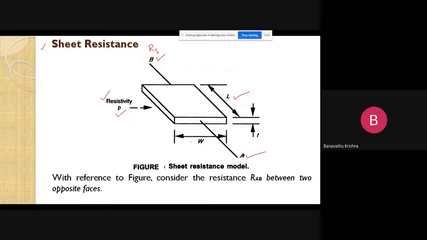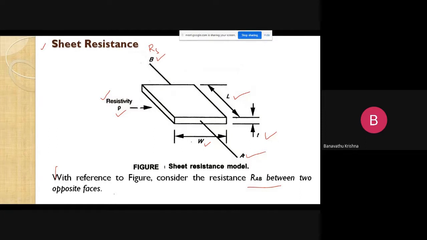The width of this uniform slab of material is W, and the thickness of this material is T, right? Here I want to calculate the resistance of this material between these two opposite faces, that is called RAB, right? So with reference to this figure, consider the resistance RAB between the two opposite faces. This is one of the very important topics from our syllabus, right?